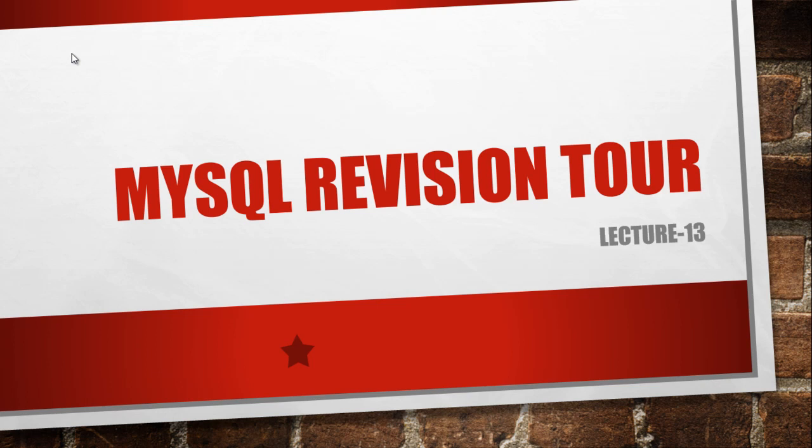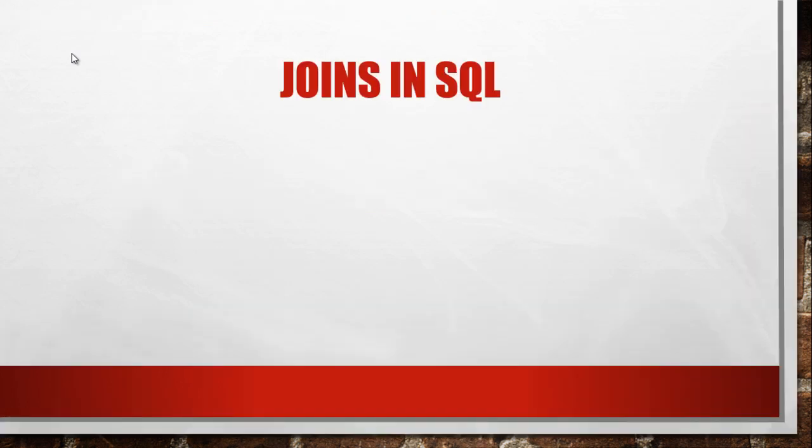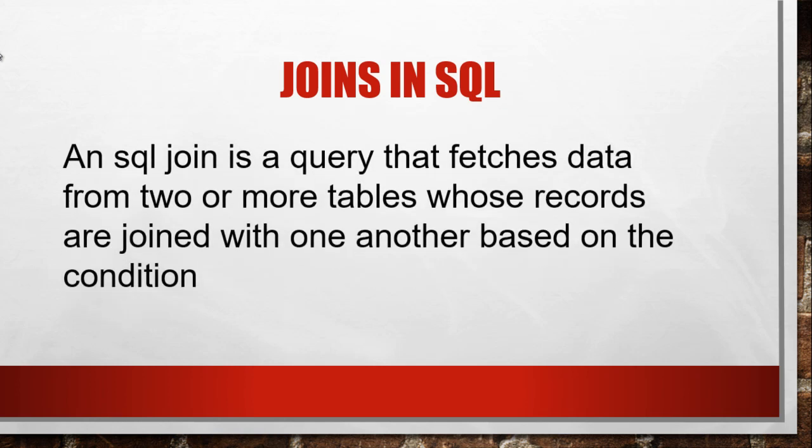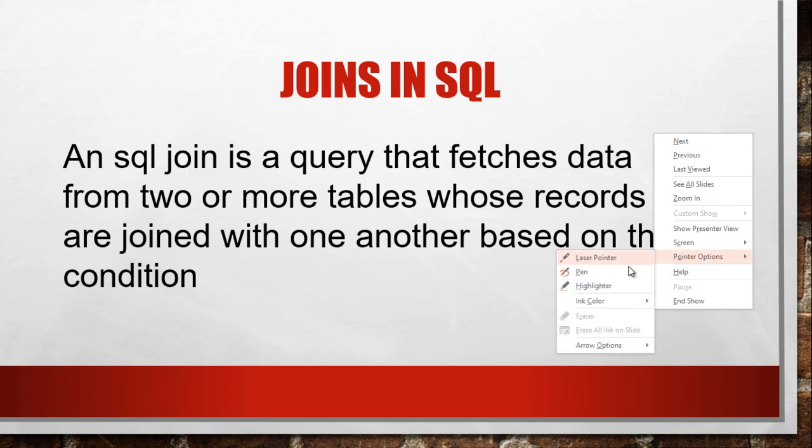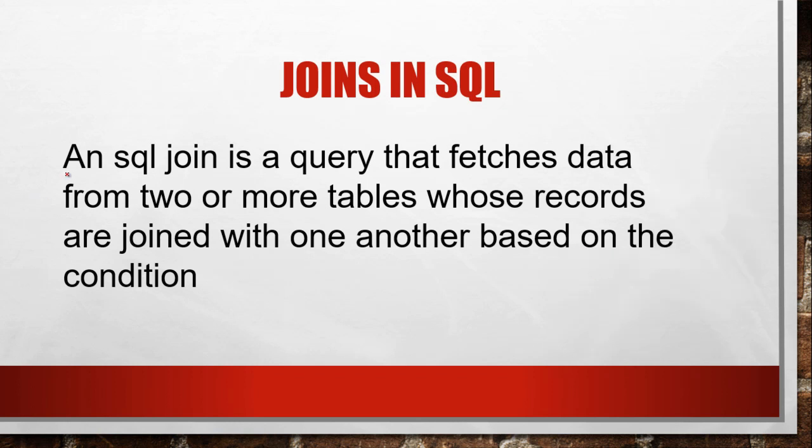We have learned about many concepts in SQL, and the last concept which is left is joins. So today we are going to cover joins in SQL. What are joins in SQL? The definition is that an SQL join is a query that fetches data from two or more tables.